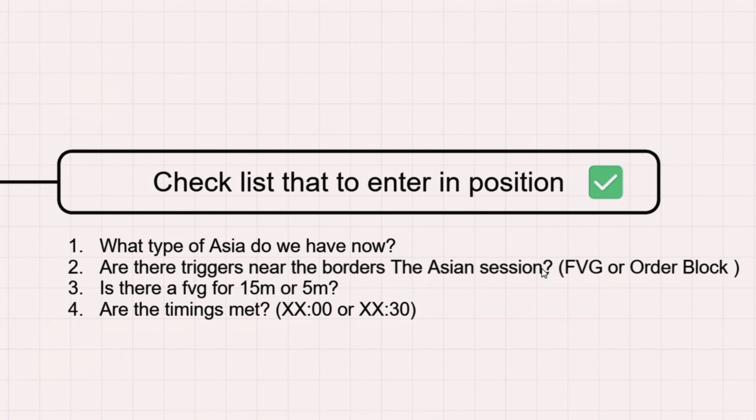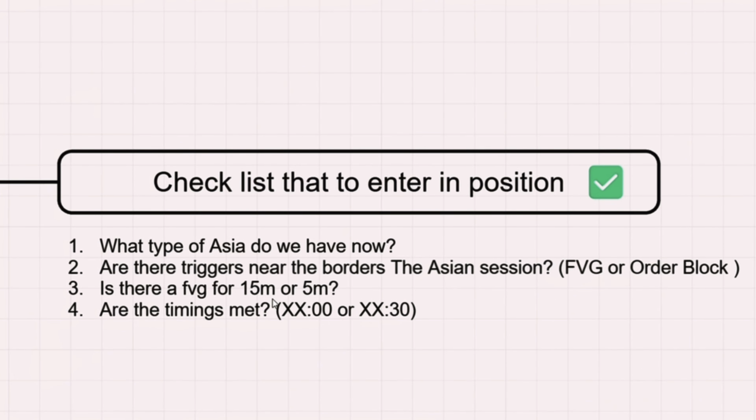In this strategy, you should use top-down analysis. You need to start analyzing from a higher time frame. It can be 1 hour or 4 hours. If you look near the borders, a fair value gap or order block can be an important trigger. And the third question is, is there a fair value gap on the 5-minute time frame or 15-minute time frame?